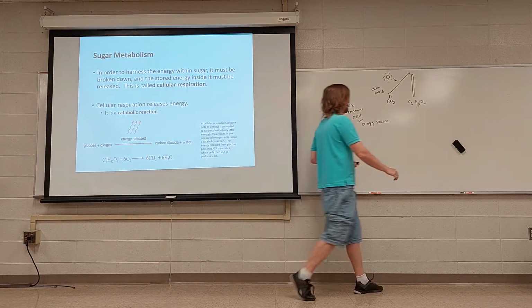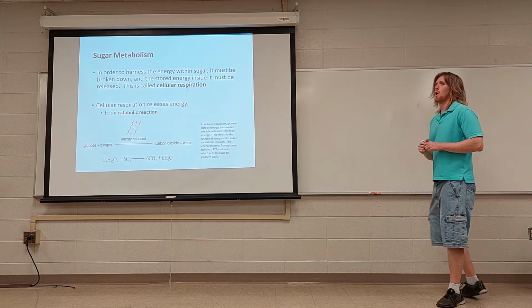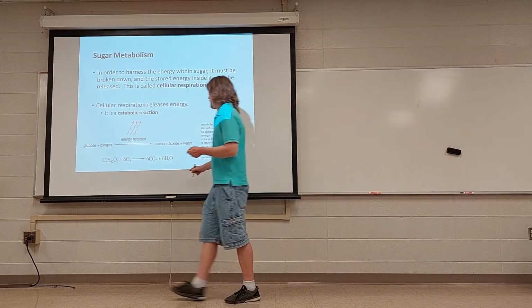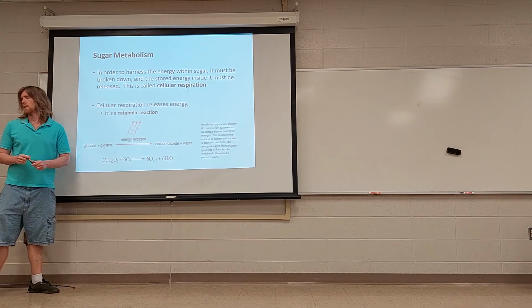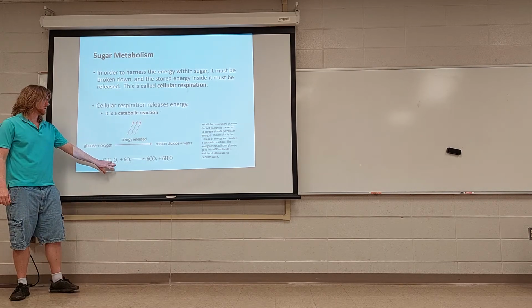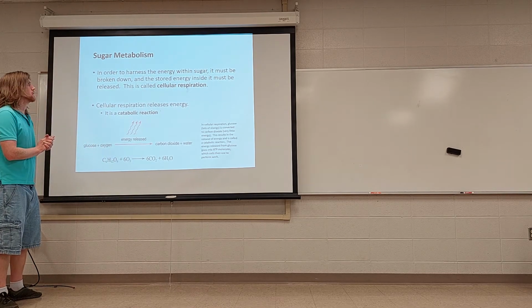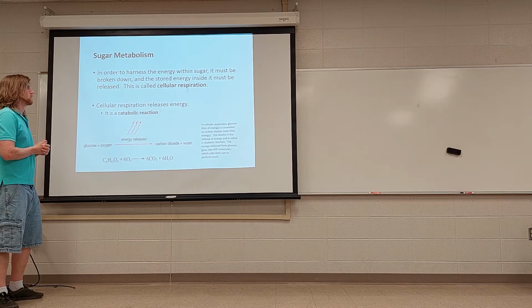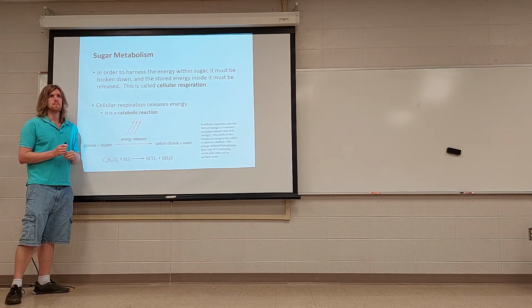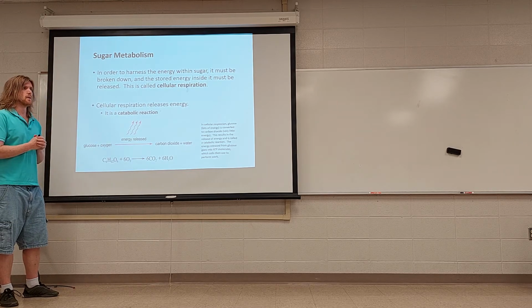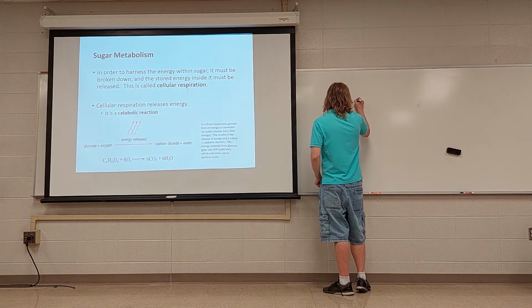Cellular respiration, the breakdown of food, is the opposite of photosynthesis. And so if you look down here, this is cellular respiration. This is what your body's doing right now, breaking down food to release the energy within it. So, in order to harness the energy within sugar, it must be broken down and the stored energy inside it must be released. This is called cellular respiration. Cellular respiration releases energy. It doesn't actually cause an increase in the energy of the product. And so it's the opposite of anabolic. It is said to be catabolic.